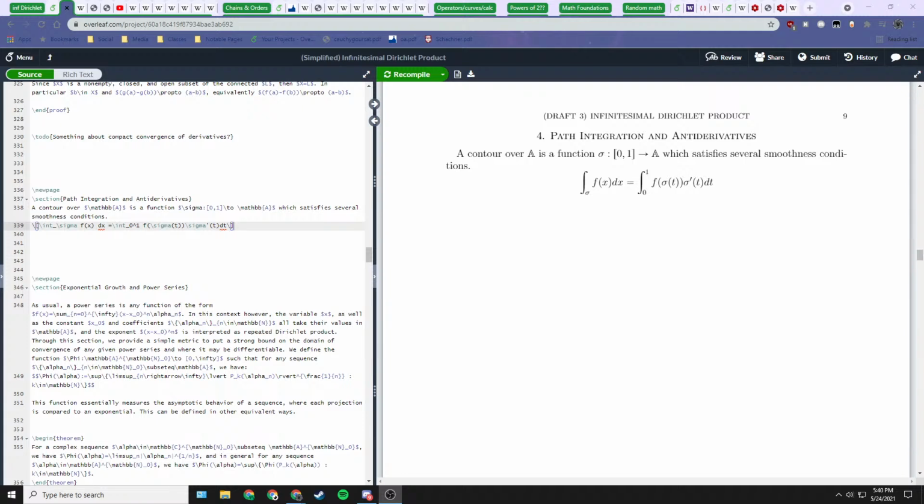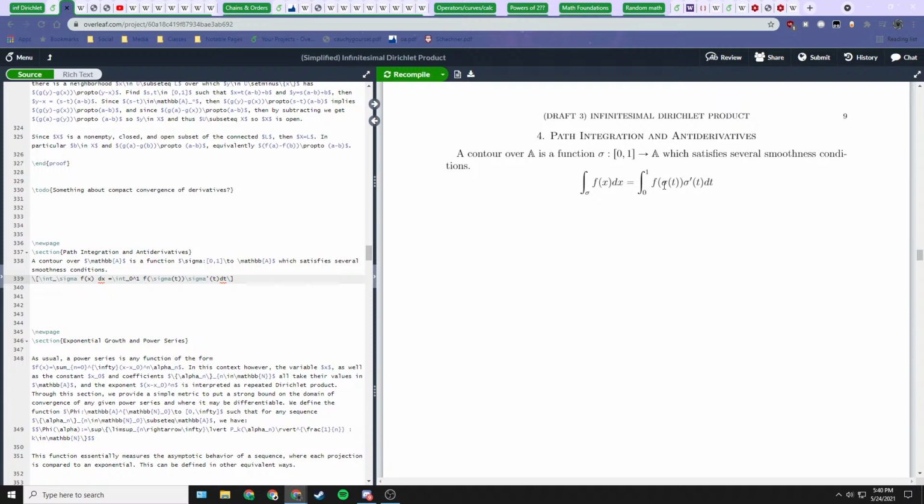Yeah, so what we want to do with these integrals is have a path integral, so some path sigma, and some function f defined over that path, and we want it to satisfy this equality. If we integrate across this path sigma, it's the same as integrating from 0 to 1, a standard line integral of f of sigma t multiplied by sigma prime of t, dt.